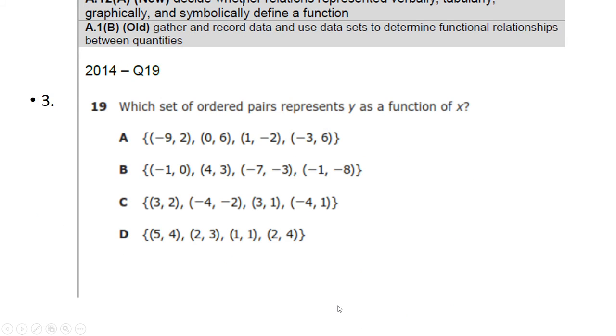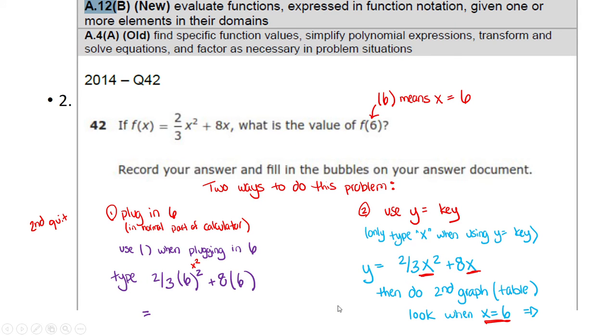Both of these answers come out to be 72. Okay, sorry I didn't already have that ready.